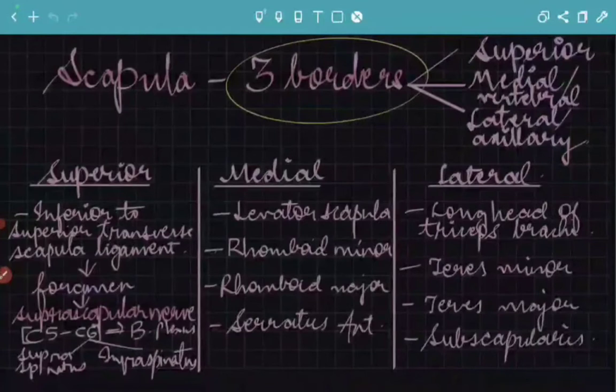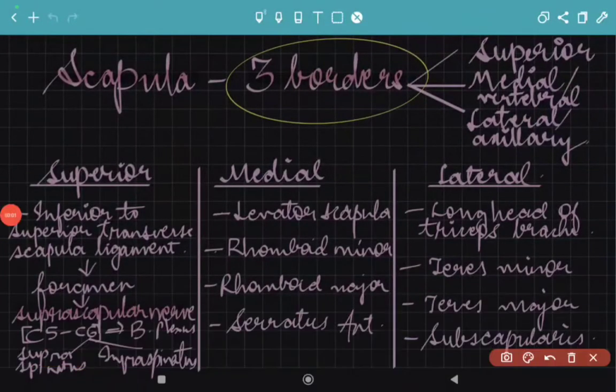Continuing with the three borders of scapula, starting with superior border of scapula, inferior to superior transverse scapular ligament, there is a foramen through which suprascapular nerve passes and supplies supraspinatus and infraspinatus muscles. Medial border attachments: levator scapulae, rhomboid minor, rhomboid major, and serratus anterior. Lateral border attachments: long head of triceps brachii, teres minor, teres major, and subscapularis.